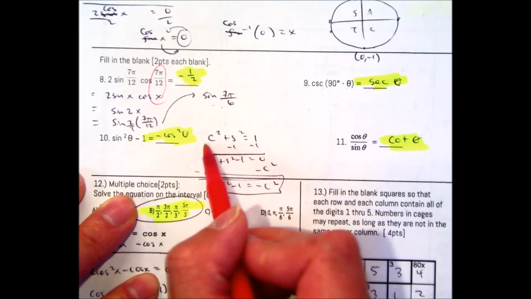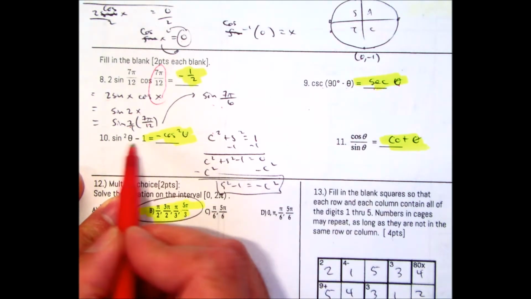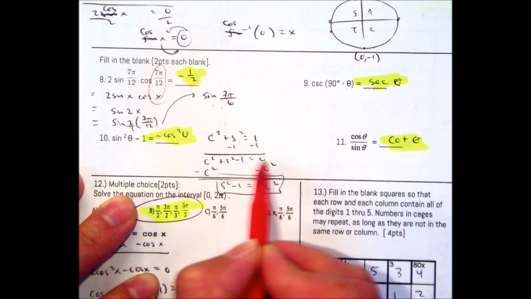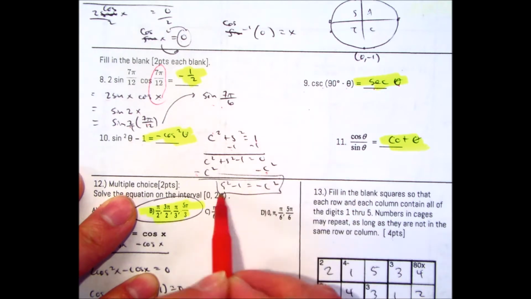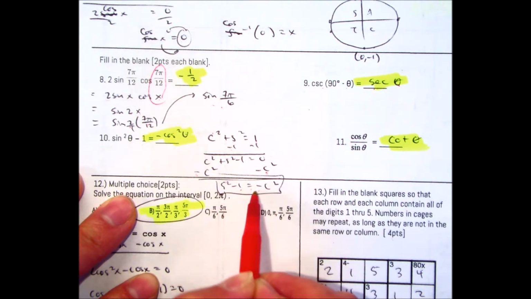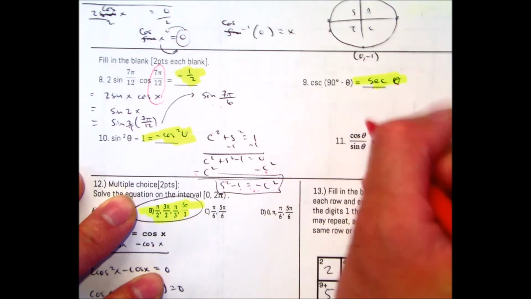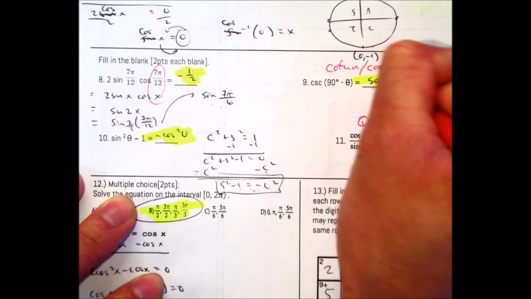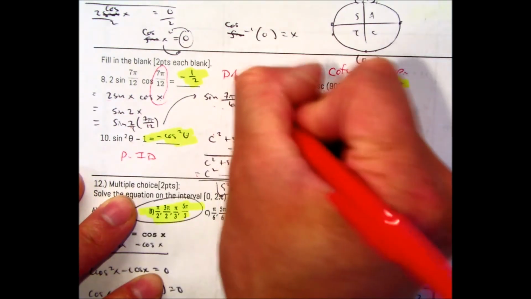Cosine squared plus sine squared equals 1, and I need it to read sine squared minus 1. So I'm going to subtract 1 from both sides, and then I'm going to subtract cosine squared from both sides. You get sine squared minus 1 equals negative cosine squared. That was a common mistake for students. And over here you have cotangent of theta. That's the quotient identity. So quotient identity, cofunctions, which are complementary. This problem is the Pythagorean identity, and this one was the double angle identity for sine.